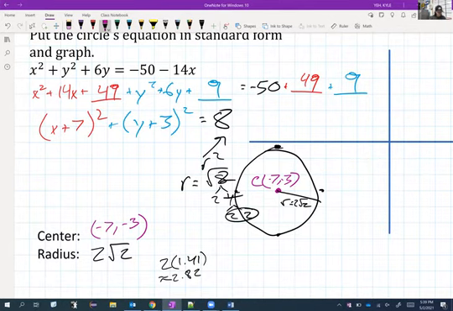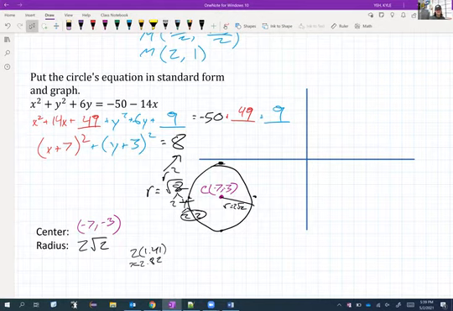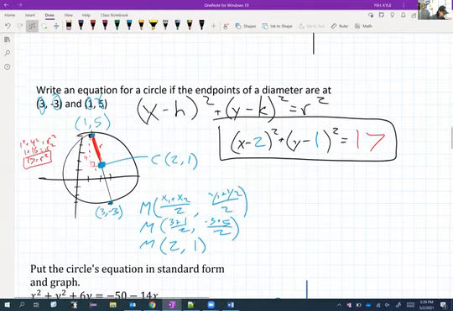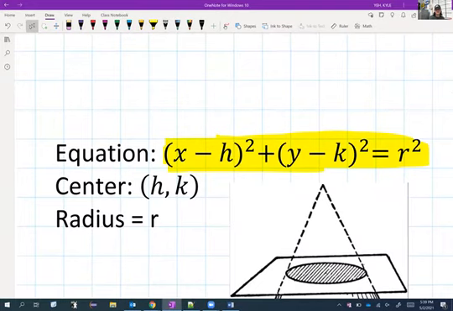So this idea of completing the square is an important one for conic sections. It allows us to take something from general form and put it into standard form by just completing the square for a circle a couple of times. Okay, enough about circles. The biggest thing with circles that I want you to walk away from this video is that equation right there. (x - h)^2 + (y - k)^2 = r^2.